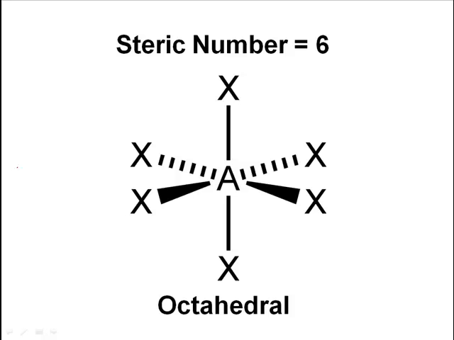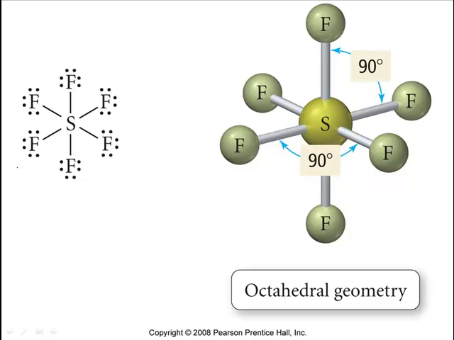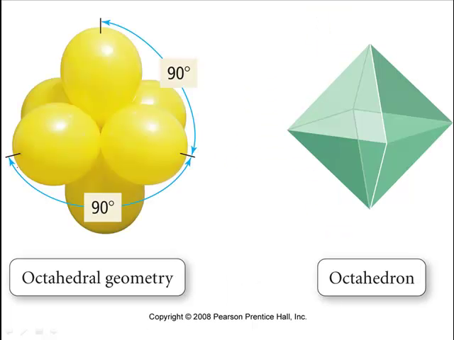All right, steric number 6. We didn't have that on the chart. It is octahedral. This is where it looks really cool and is really fun to look at. Not a lot of times you deal with these, but it's still cool. Here, SF6. There's 90 degrees between each F. So it makes an octahedral shape. Here it is with balloons. Here it is with an octahedron. If you ever play dice games with octahedral dice, it looks like that.